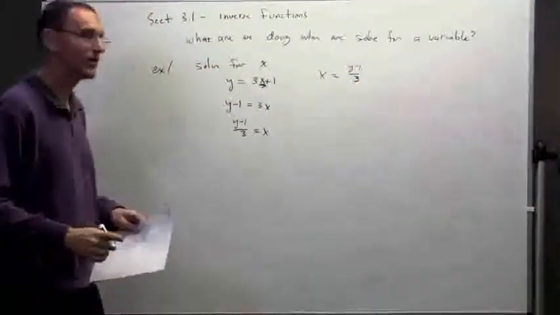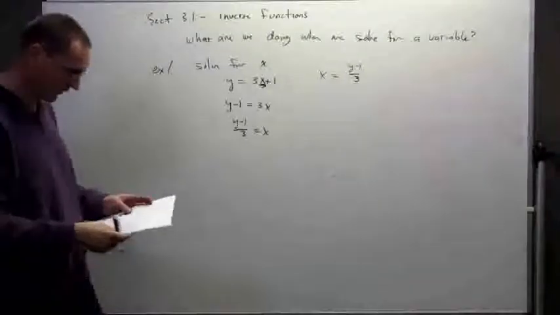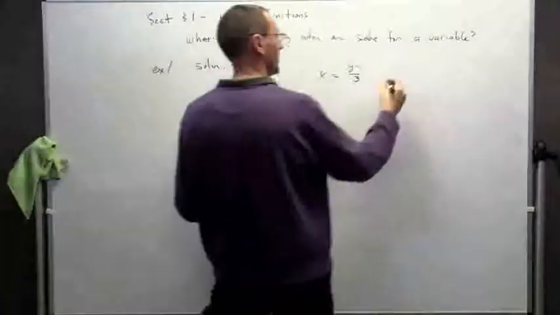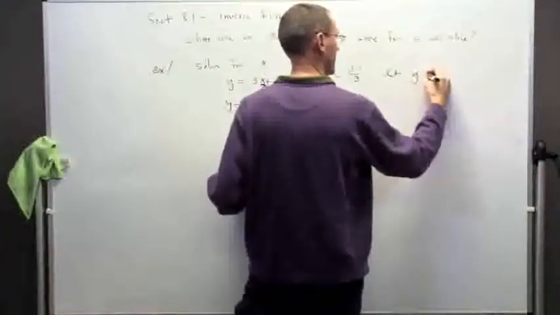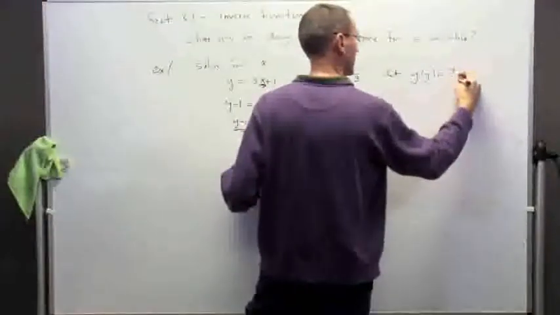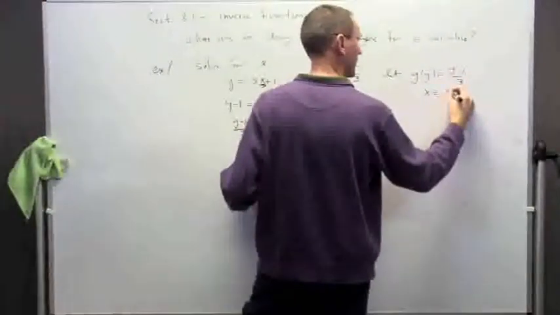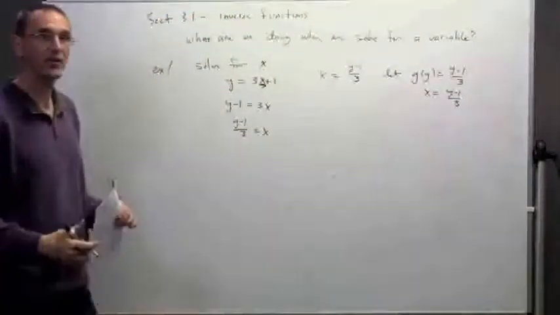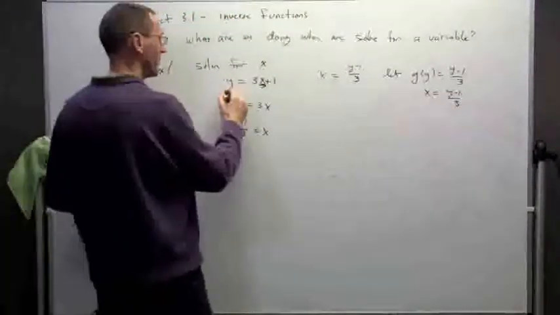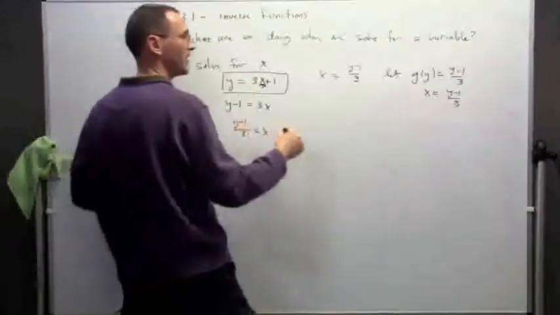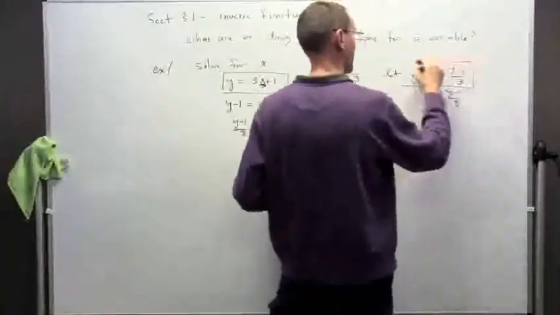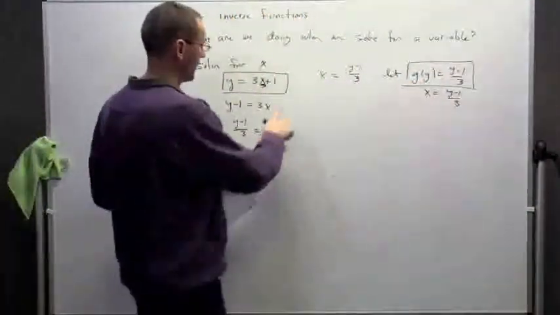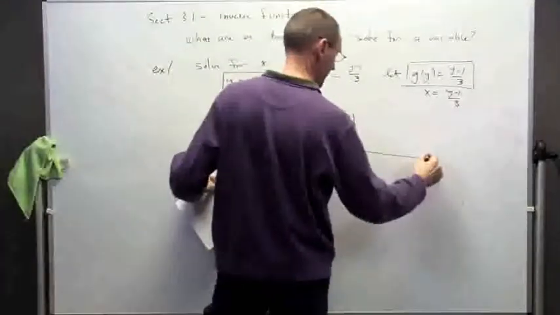So I have this relationship. Notice I've defined a new function. And if you give me the value of y, I can figure out the value for x. So I've got two different functions here. I've got this thing, and I've got this thing. Let's go back to this one. This one's a little easier to think about.